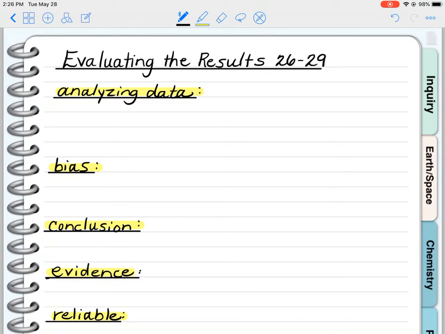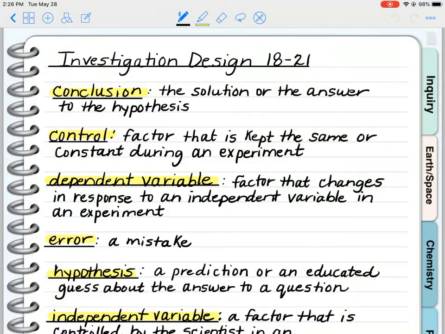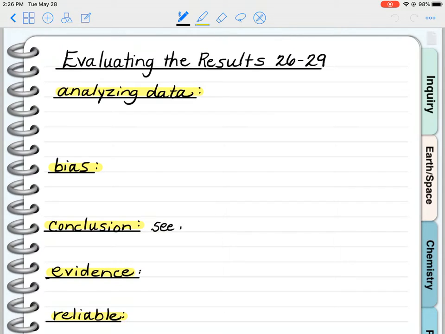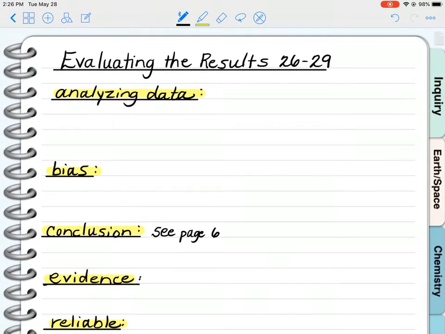And on this one, I'm just going to go down the list. I am going to say that for conclusion, we've already done that one, so we're not going to write that again. I'm going to refer you back to what page is this? Page 6. So I'm just going to say, see page 6, there is no need to write this one again. I didn't realize that I had duplicated it, so I'm sorry, but we won't write it twice. So we just have 4 terms to define here, which is fine with me.